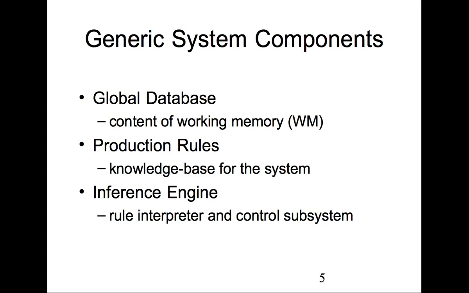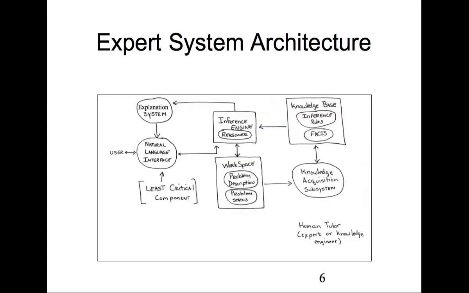And then after we have the rules, the production rules, then we have the Inference Engine. And the Inference Engine is the interpreter. So you run the interpreter and control the subsystem via the information that's coming in. And this one here is a nice little sophisticated human tutor. It's an expert or knowledge engineer who's doing the same thing as the computer is doing.